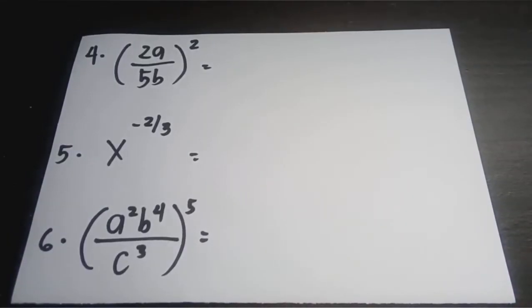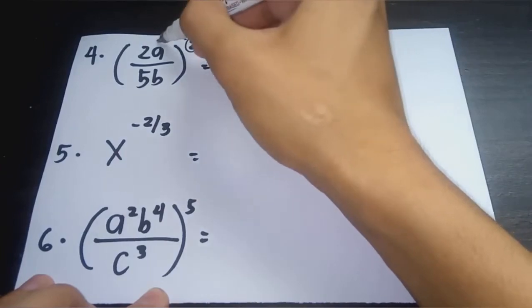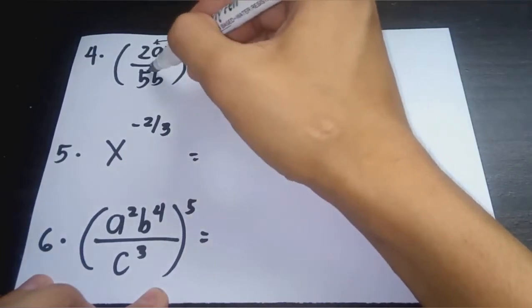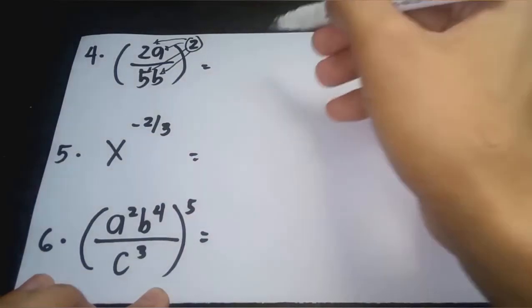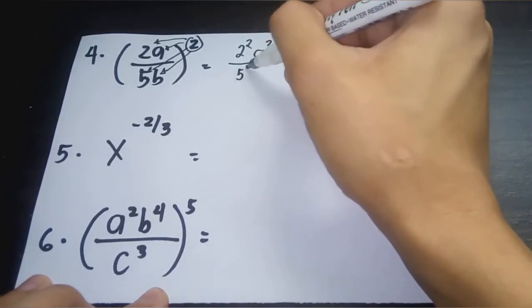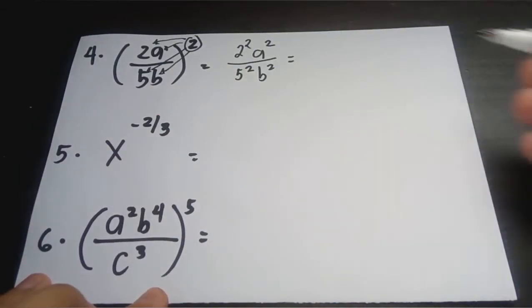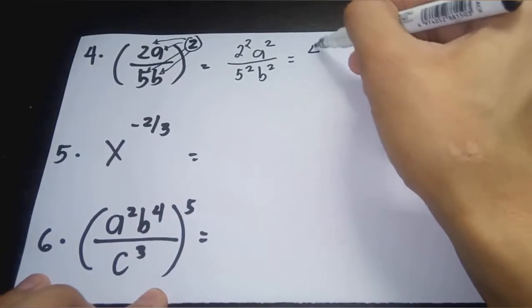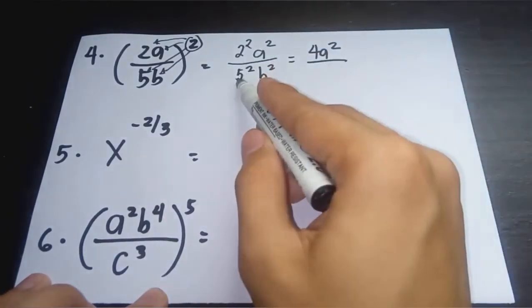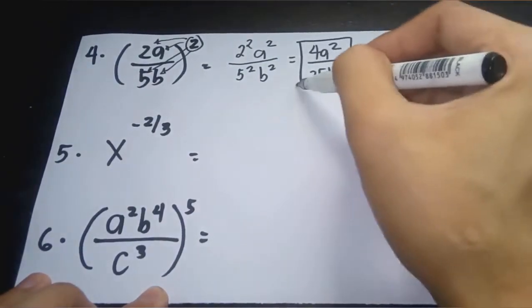Okay, number 4, may konting tricks dyan. May konting tricky na equation dyan. Sa number 4, merong exponent sa taas, 2a/5b. Syempre, una, i-distribute mo ang bawat isa sa kanila. After you distribute, ang mangyayari dyan, 2 squared, and then a squared all over 5 squared, then b squared. Kasi nadidistribute siya nung 2 sa bawat base. So, 2 squared, that is 4, then a squared. 5 squared, that is 25. B squared. So, this is our answer.